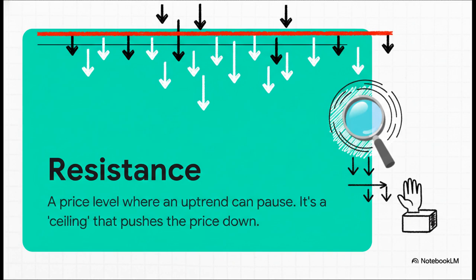And on the flip side, you've got resistance. This is the ceiling. It's a price where sellers start to get antsy and think, you know what, this is a pretty good spot to sell and take my profits. All that selling creates a wall of supply that can stop an uptrend in its tracks, pushing the price back down.